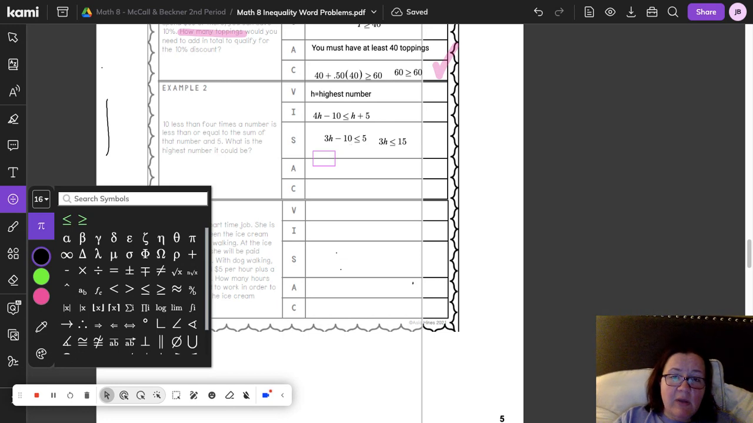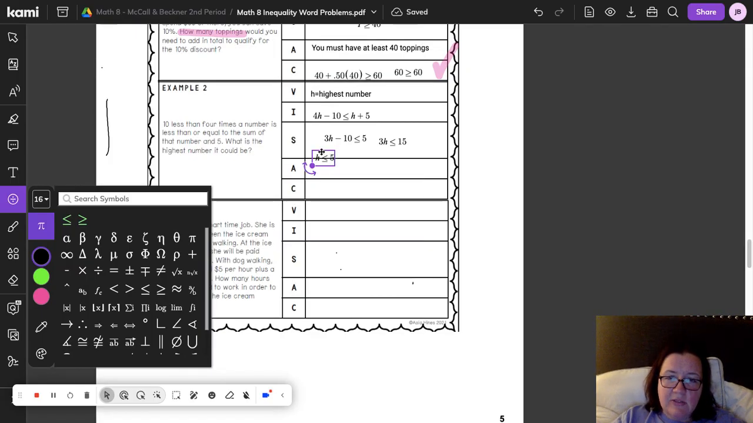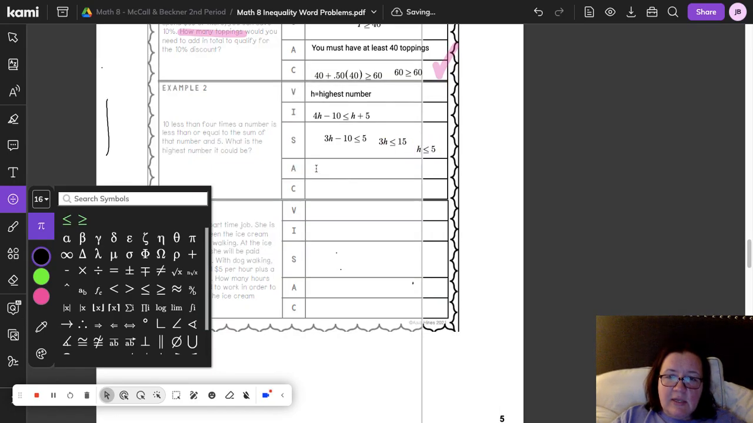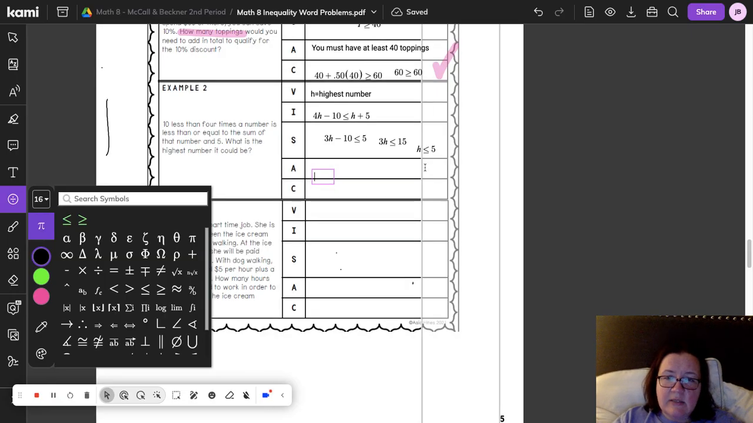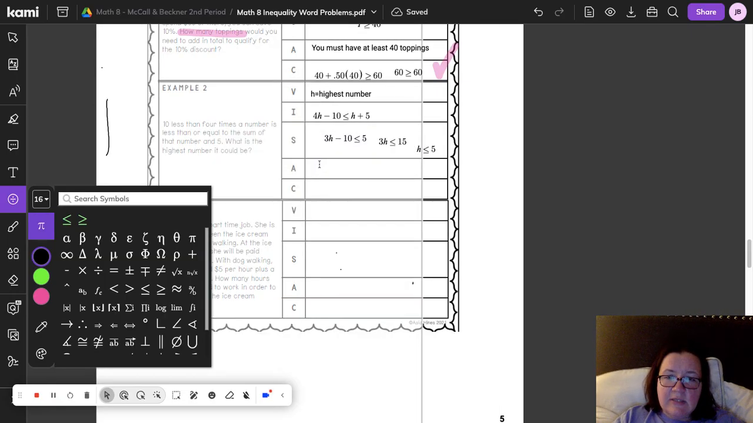So we're going to divide by 3 on both sides, and we're going to get h is less than or equal to 5. And that is your answer. H is less than or equal to 5. Let me put it over here. Okay. So to answer that question, what is the highest number it could be? H is less than or equal to 5.